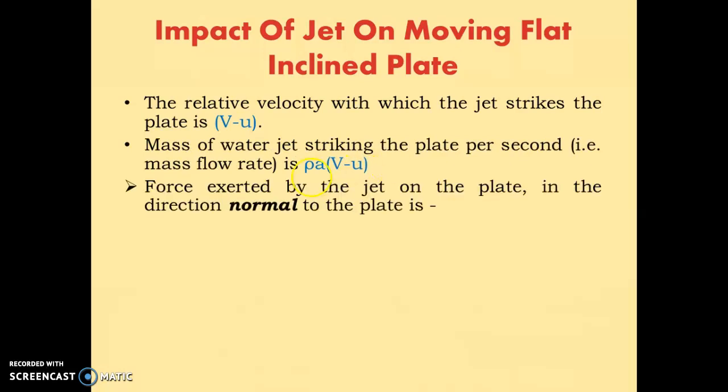Now you know the mass of water jet striking the plate per second, that is the mass flow rate, is rho a into V minus u.